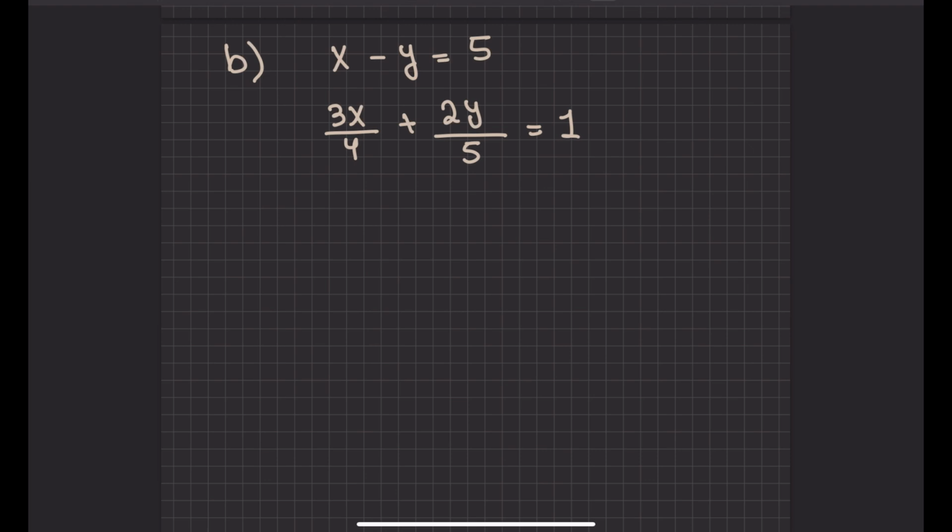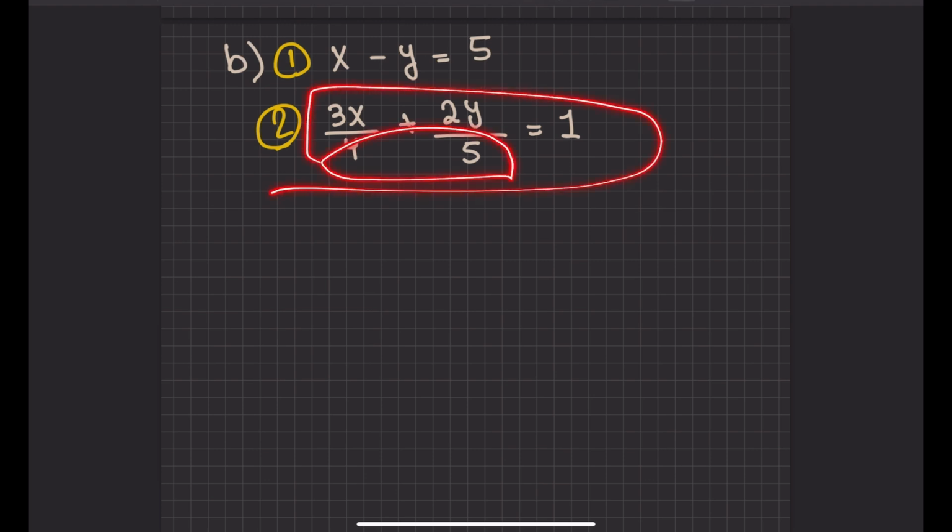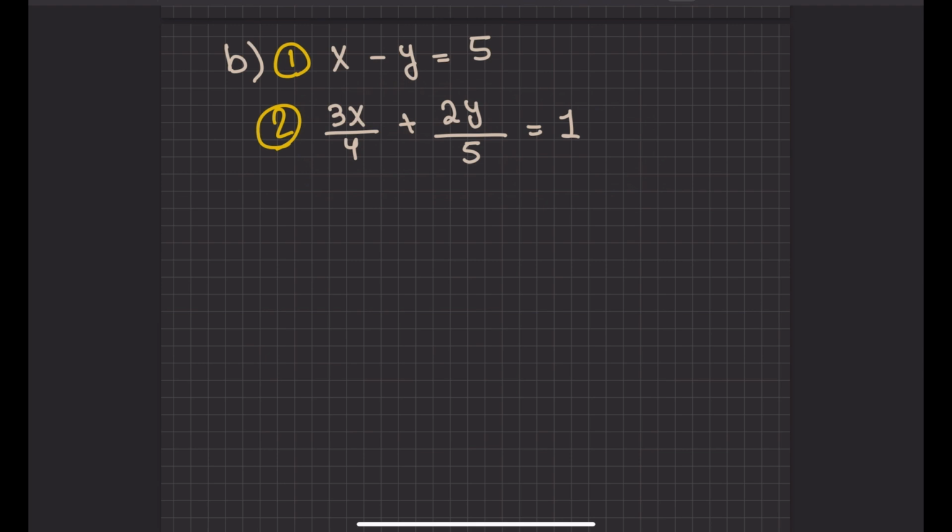Here we have x minus y equals 5, and 3x divided by 4 plus 2y divided by 5 equals 1. So the first thing I'm going to do is choose my first and second equation. Before I move on to elimination, I'm going to give these two fractions a common denominator because it makes our life much easier. How can you choose a common denominator? These two multiply by each other, so I'm going to have 20 here.